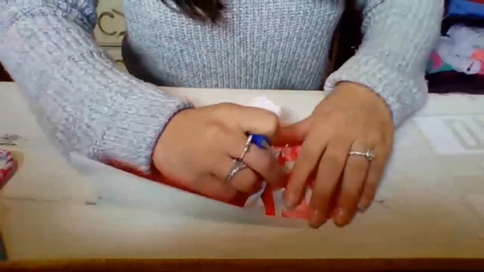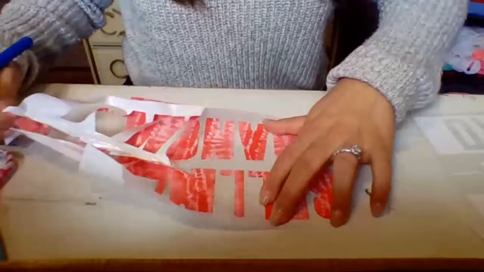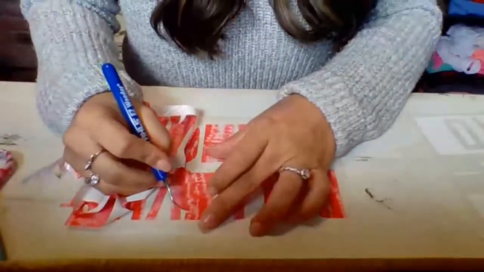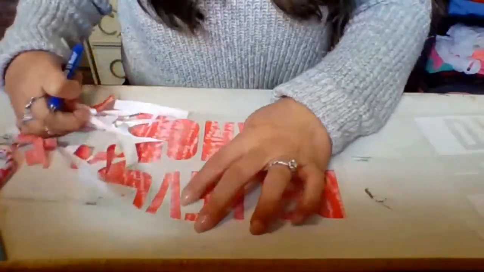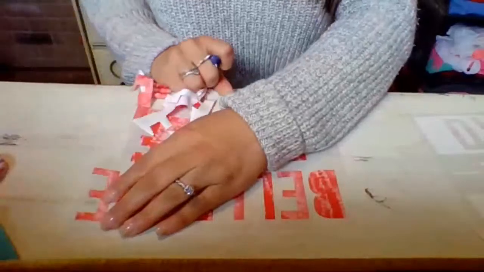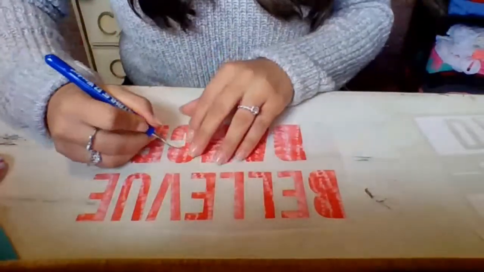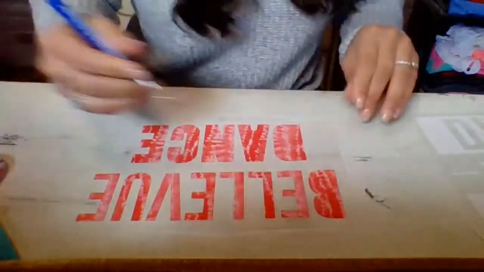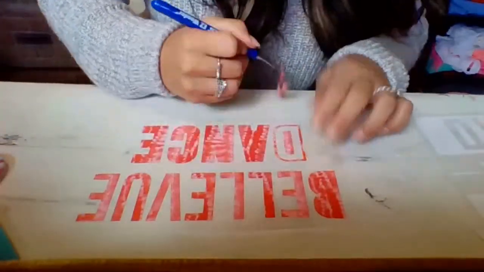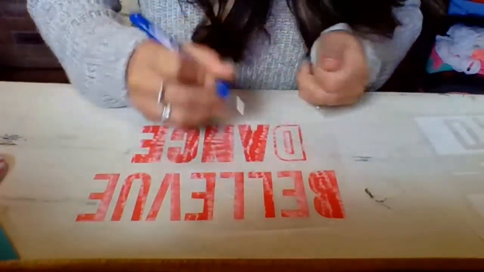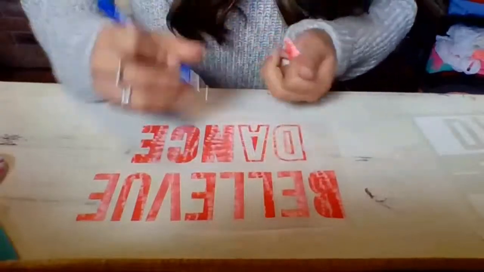And Patterns is extremely easy to weed. Earlier I mentioned that it does not have a tacky backing. It's just more of kind of like a static cling type deal. All right, so now we just have to go in and take out the rest of these cavities and we will be good to go.